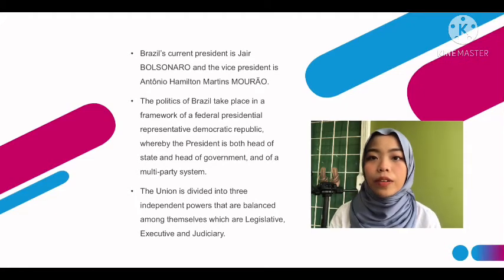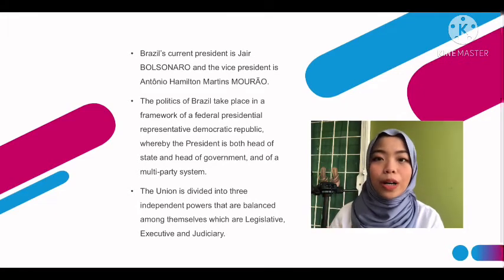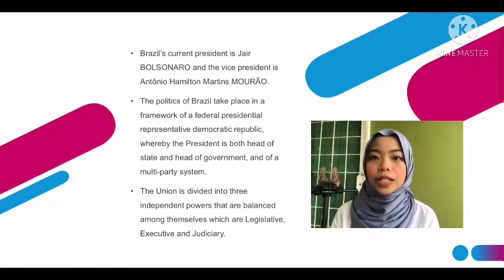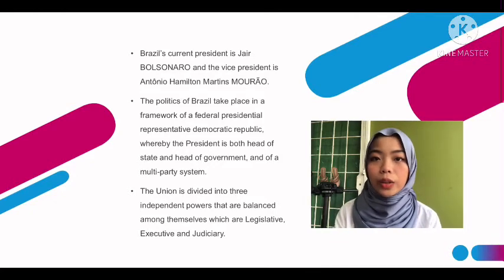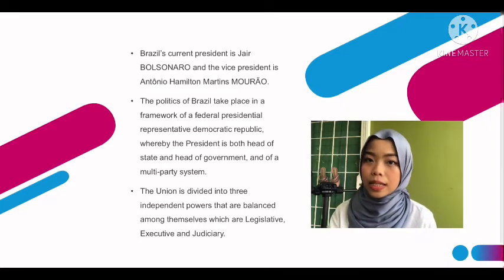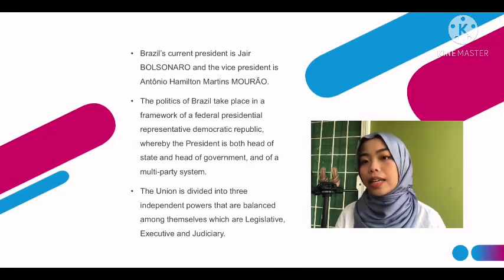The union is divided into three independent powers that are balanced among themselves, which are legislative, executive, and judiciary. The legislative is the one that drafts laws, the executive acts to execute programs or provide public services, and the judiciary resolves conflicts between citizens, entities, and the state.